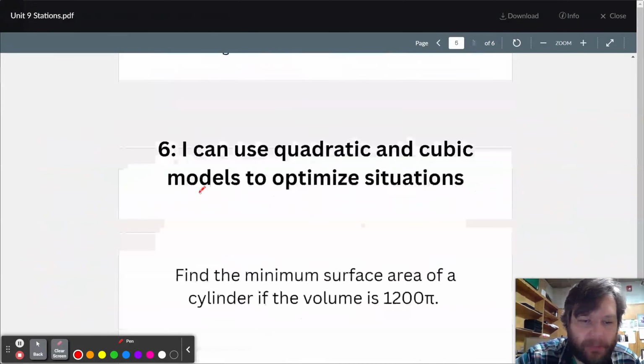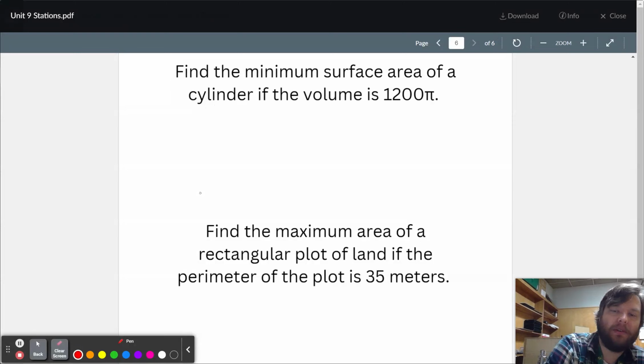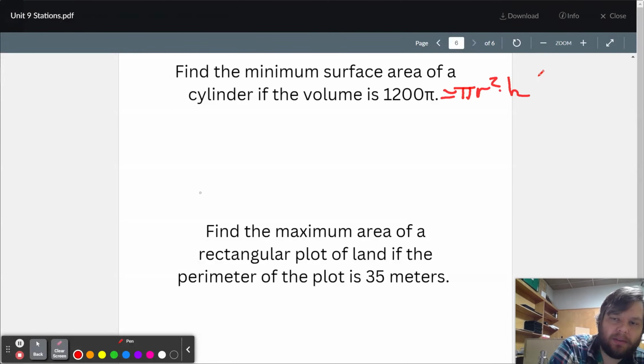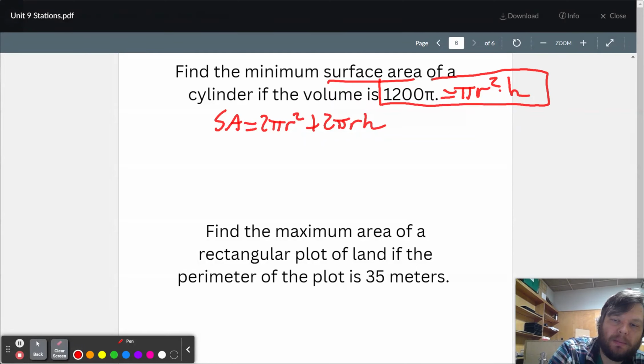Okay, last one. Find the minimum surface area of a cylinder if the volume is 1200 pi. So if the volume is 1200 pi, then I know that the volume of a cylinder is pi r squared times height. I also know that the surface area of a cylinder is 2 pi r squared, that's the top and the bottom circles, plus 2 pi rh. I got 2 letters here, so that's no good. I'm going to use my other piece of information, the constraining piece.